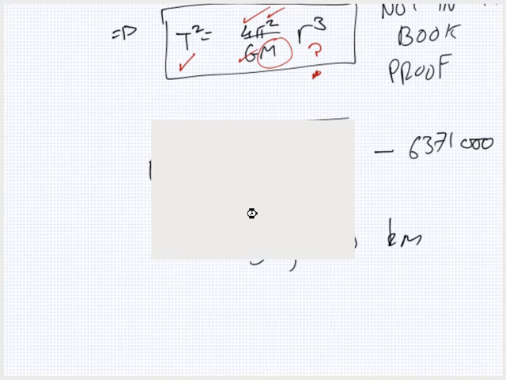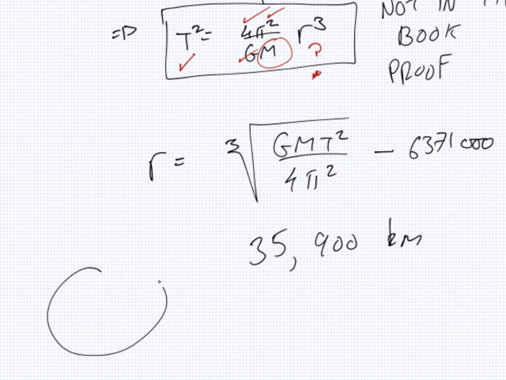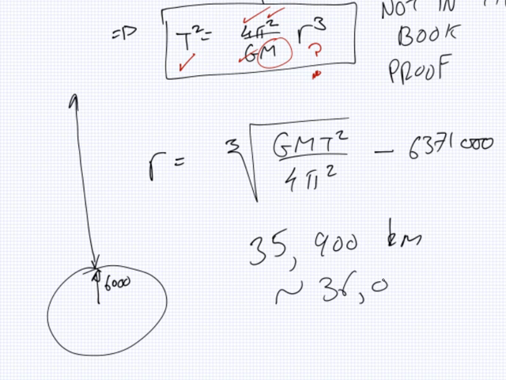Now, how big did I say the Earth was? The Earth radius was about 6,000 kilometers. So just to put that in perspective, if that is 6,000, then this is about 36,000. So it's about 6 radii of the Earth. Well, 7 from the center. In other words, 6 to 1.